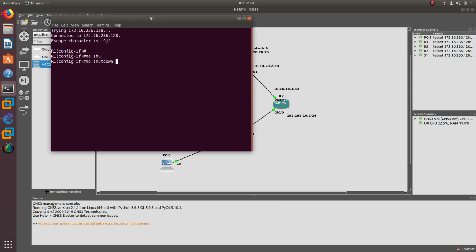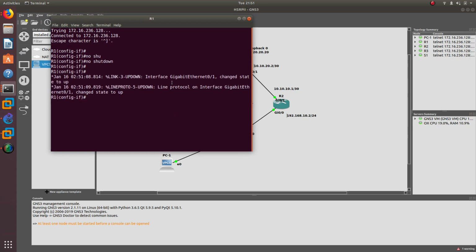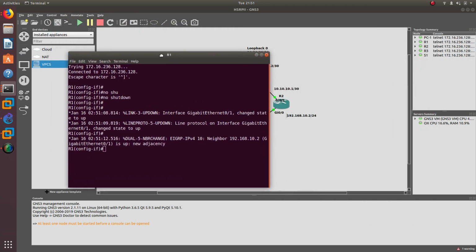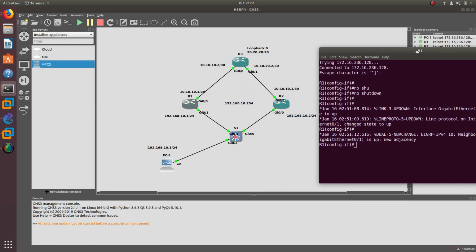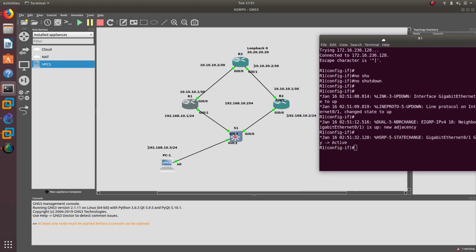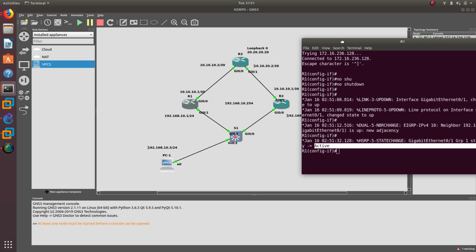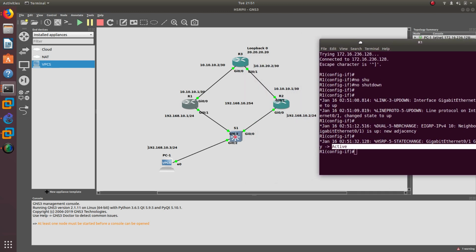Okay, and now let's give it a minute, and router 1 should now become the active router. Okay, and that's how the priority works. Whoever has the highest priority becomes the active router. And as you can see now, since router 1 has a higher priority than router 2, router 1 has become the active router. And that's how the election in HSRP works.